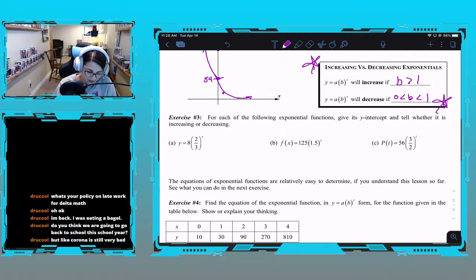So, for each of the following exponential functions, give its y-intercept and tell whether it is increasing or decreasing.